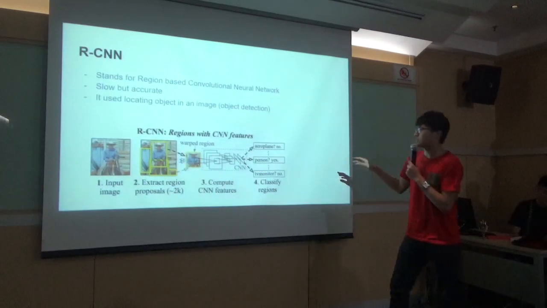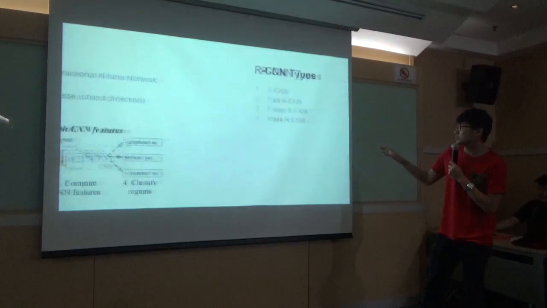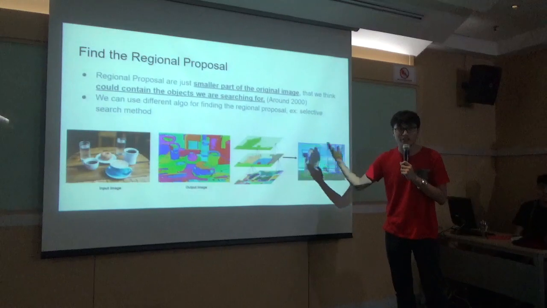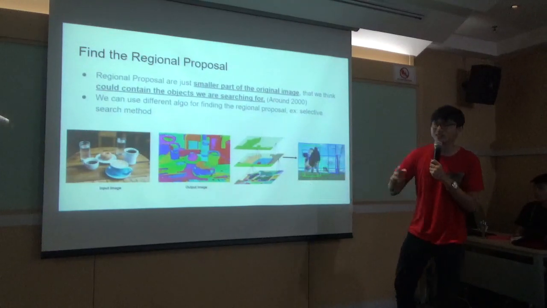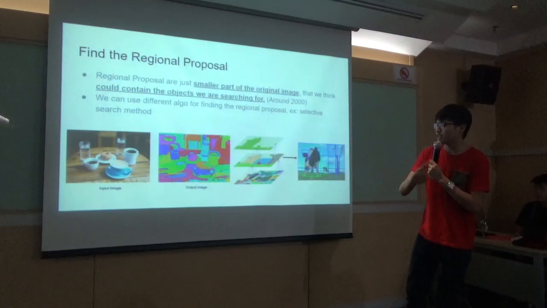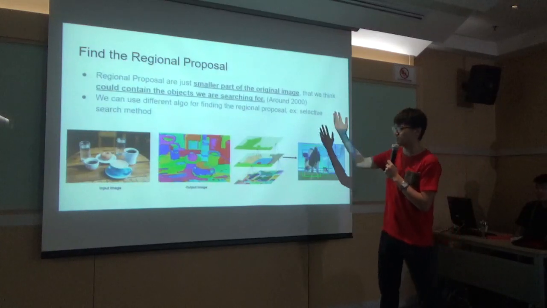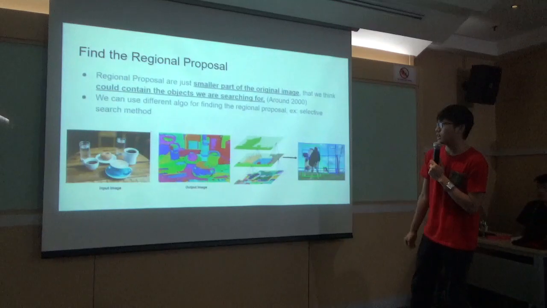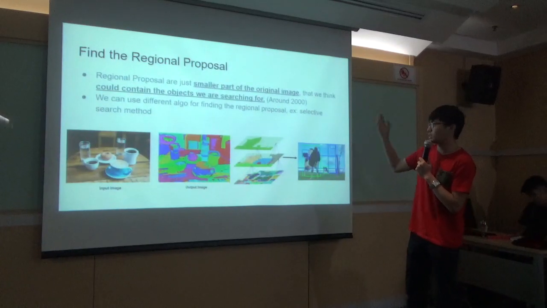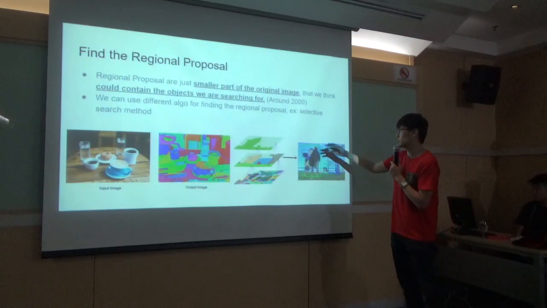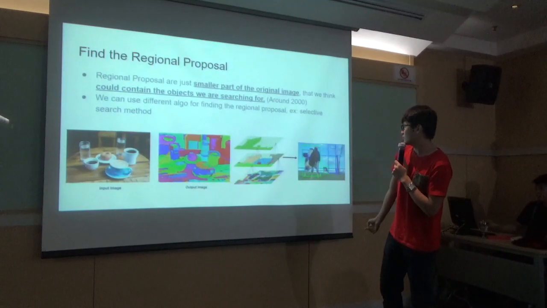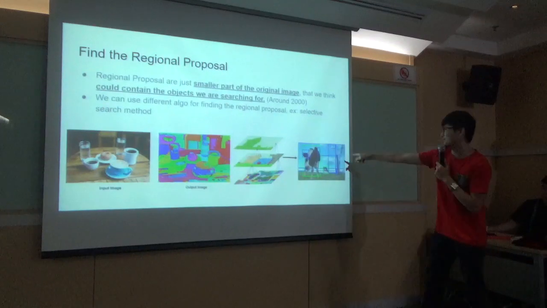In RCNN, there are around 2,000. It's actually better than brute force, which is the sliding window. 2,000 is a lot, but it's already much better than brute force. One example for regional proposal searching is the selective search method.